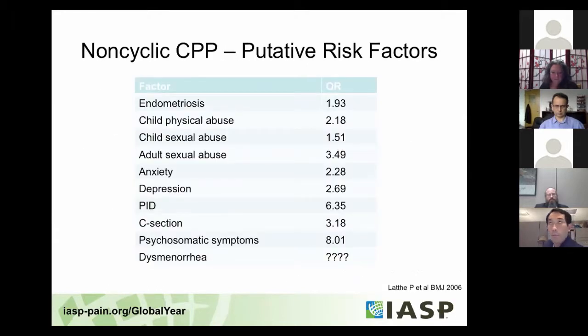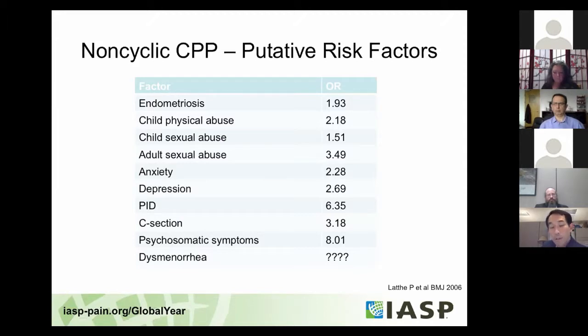When you look at the broader category of non-cyclic chronic pelvic pain, a nice systematic review by Lathe and colleagues out of the United Kingdom has shown that, again, many of the similar biopsychosocial factors do appear to be relevant. Some of these have relatively modest risk ratios in the roughly 1 to 3 range. But if you look at some of the more common elements we see among the other COPCs, pelvic inflammatory disease history conveys a 6-fold risk. Prior C-section as a surgical trauma conveys about a 3-fold risk. And having a number of psychosomatic or heightened somatic complaint syndromes, in a number of smaller studies, suggests a risk that approaches almost 10 for the odds ratio.